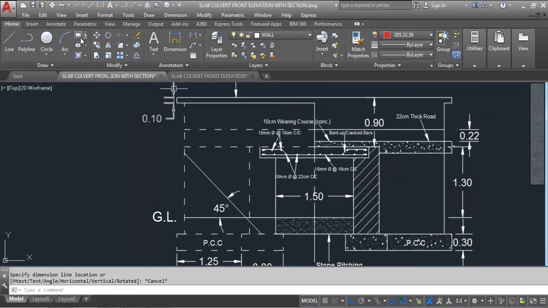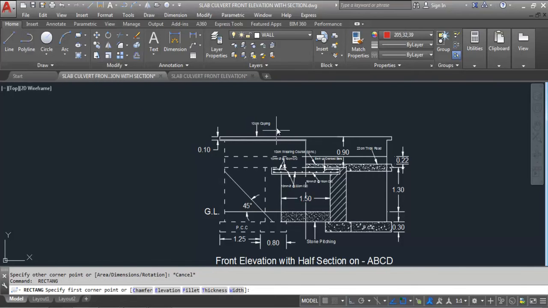Now here to here, this is the primary parapet wall. And this is your secondary parapet wall. We have two numbers of parapet walls. One is the primary parapet wall, another is the secondary parapet wall.